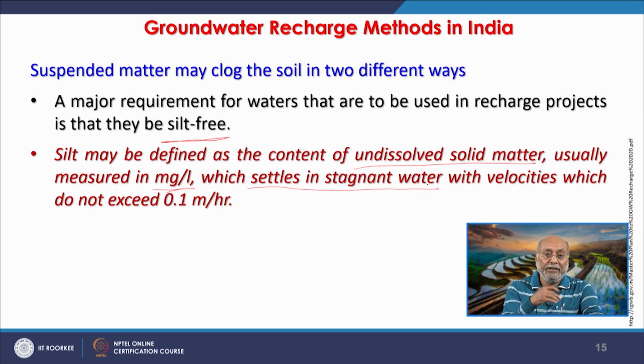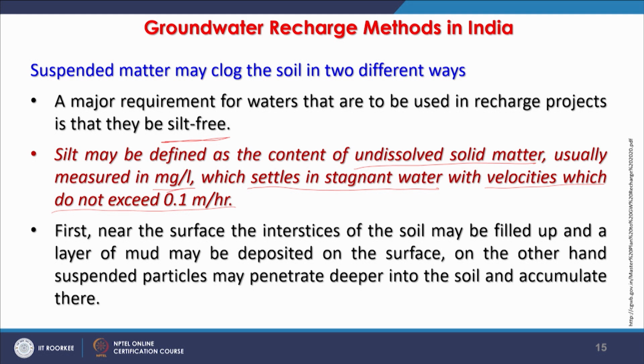If water is in this silt tank, the water is left for some time to stand still, and then the silt will settle, provided the velocity does not exceed 0.1 meter per hour. In that way this can be done. All these things are required initially, or usually, for large groundwater recharge structures.